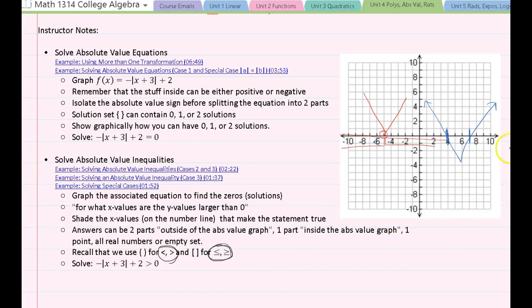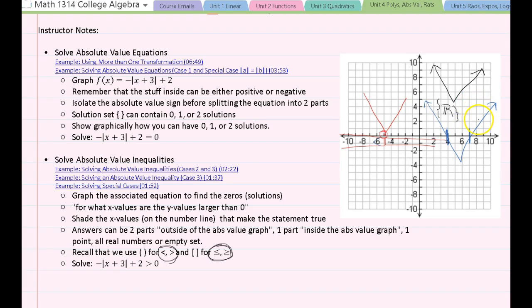Finally, let's look at an absolute value graph with no x-intercepts. If our vertex is above the x-axis and opening upward, we can clearly see that the entire graph, or all the y values, are greater than 0. And the solution set for the inequality greater than 0 would be all of the x values. Thus, the solution set is all real numbers.